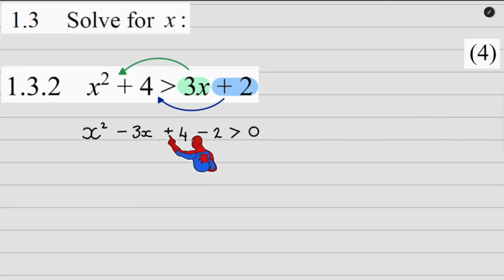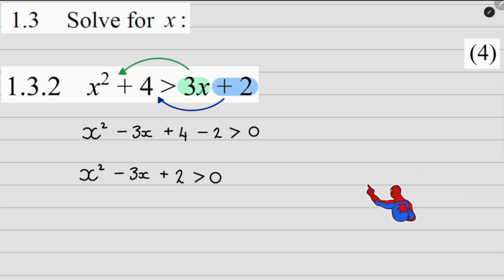Once that's out the way, we're going to collect these like terms quickly. Plus 4 minus 2 just gives me plus 2. Okay, once standard form is out the way, we're going to factorize a trinomial. And thank goodness, this is an easy one because there's no number here, aka there's a 1 there. So I'm going to look at the factors of 2. 2 is a beautiful little thing. It's a prime number. So 1 times 2 are the only factors.